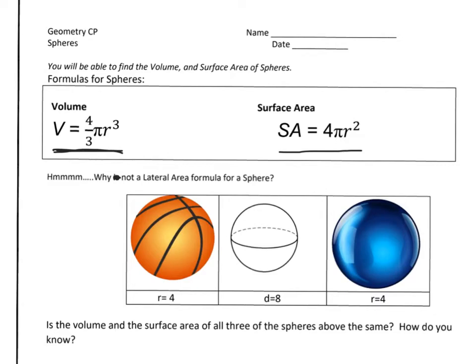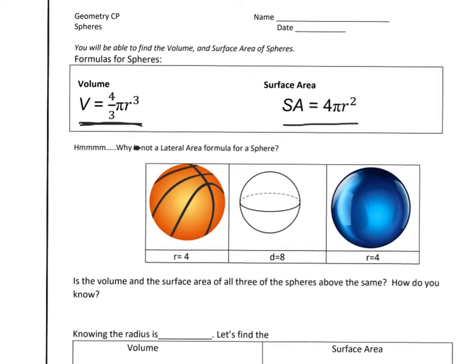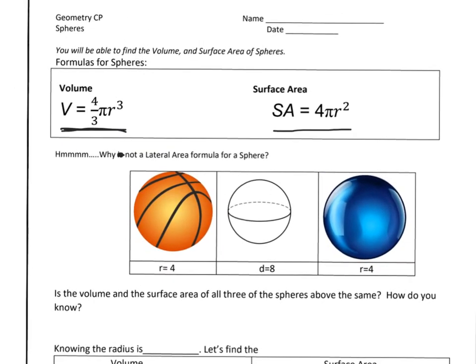So when we are doing surface area and volume of spheres, why do we not have to find the lateral area of a sphere? This question is worded very funny. I don't know what I was thinking when I wrote that, but why do we not have to find the lateral area? Why is there not a lateral area for a sphere?